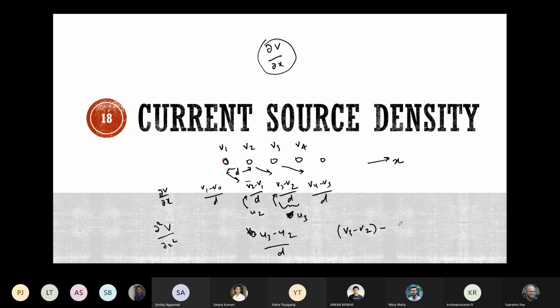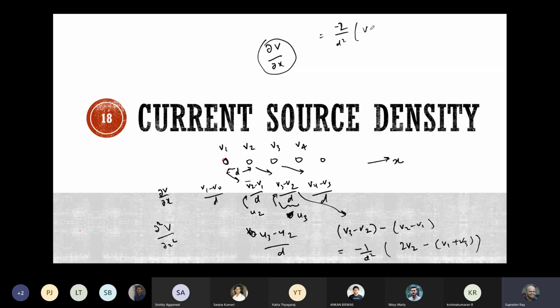Minus V2 minus V1. Okay, so V3 minus V2 comes here. V2 minus V1 comes there. What does it become? If I take the minus sign out, a D square will come out. It will just become 2V2 minus V1 plus V3. Okay, or even more simply, it will become something like minus 2 by D square, V2 minus V1 plus V3 by 2.